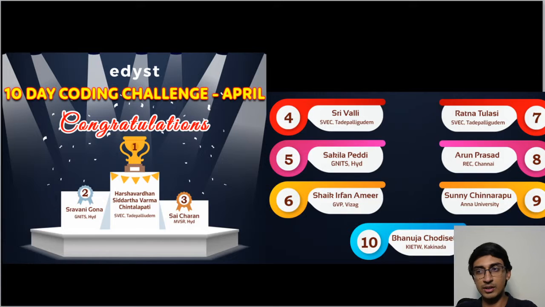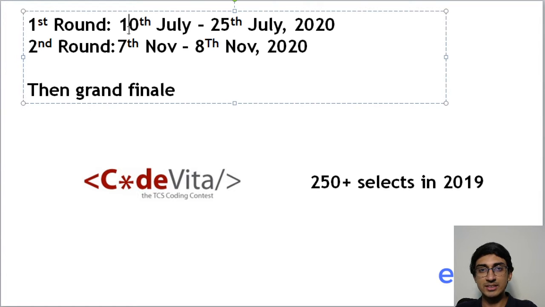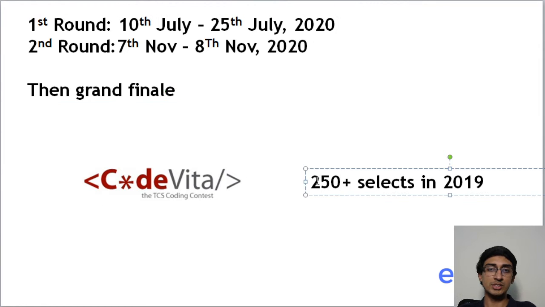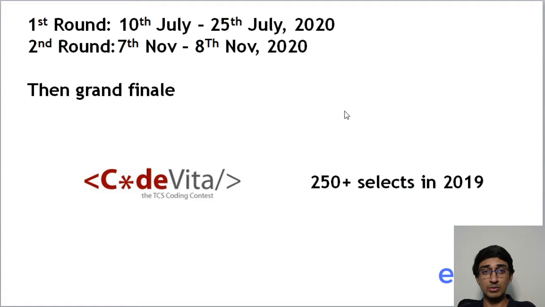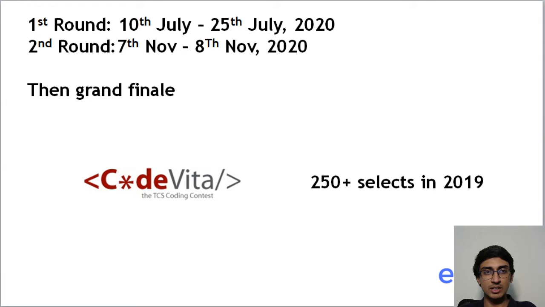Before I start, 2-3 announcements for everybody. Number one, Code Vita 2020 is going to come up pretty soon. These are the dates you should take note of: 10th of July to 25th July is the first round, and then the second round will be this one. Last year, even if you cleared the first round of Code Vita, you were getting called for an interview. I have known many students who cleared just one question and were still able to get an interview and actually got a job at TCS. Last year in 2019 we had more than 250 selects in Code Vita. Overall, Code Vita had many more selects, but from Edyst specifically, we had these many selects. This year, I'm sure we're going to double that at least, depending on TCS's appetite to hire. A lot of people are asking about Code Vita, so I just thought I'd share this with you.